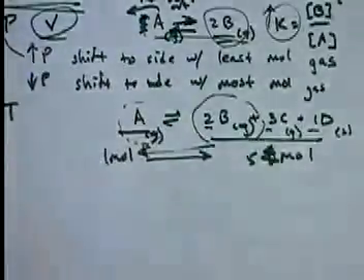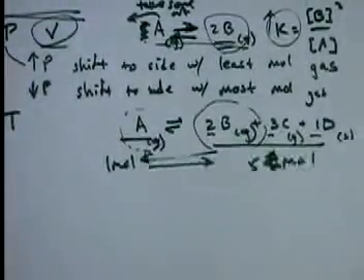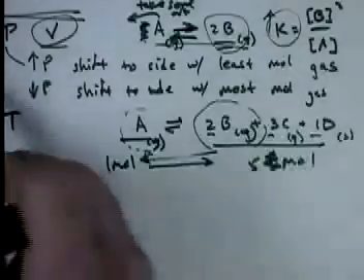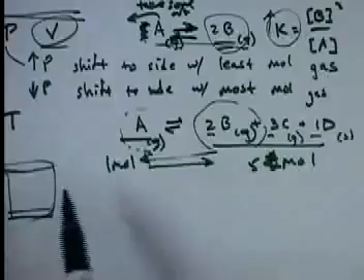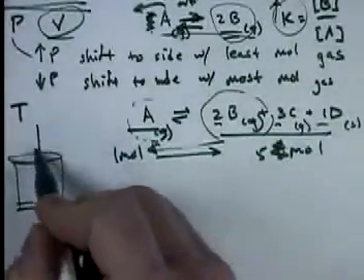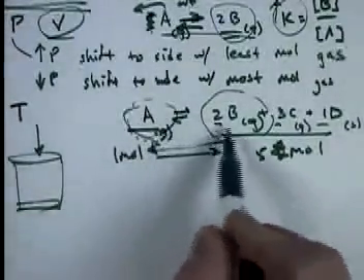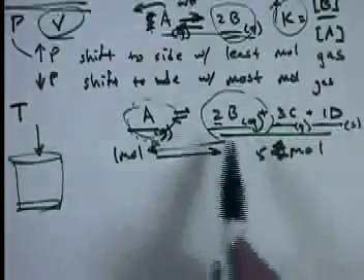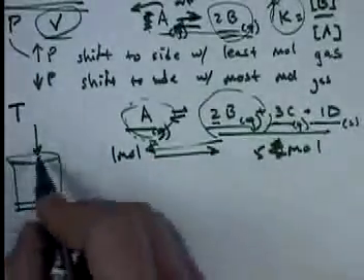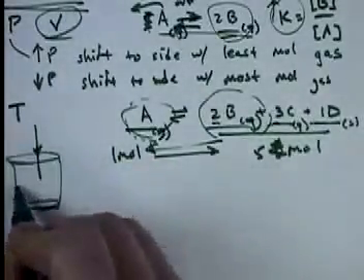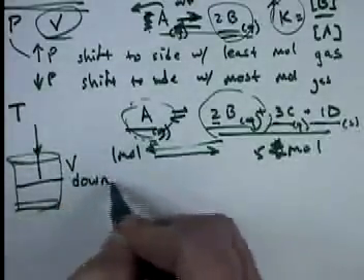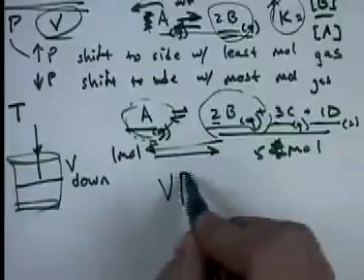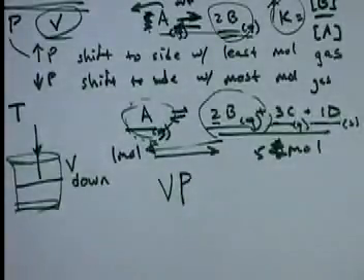So the question could also be asked, what happens if you change the volume of a system? So let's say, for instance, we had a container. I'll just draw it as a cylinder right here. And we've got A inside of there, and some B and C and D, just like we've got in this reaction. And we decrease the volume of the container. So the volume went down. Well, if you remember, volume and pressure are inversely proportional to one another as long as temperature and number of moles of gas are held constant.